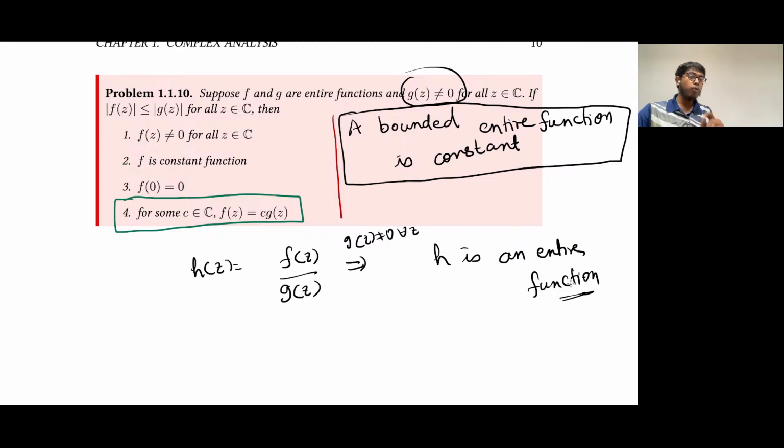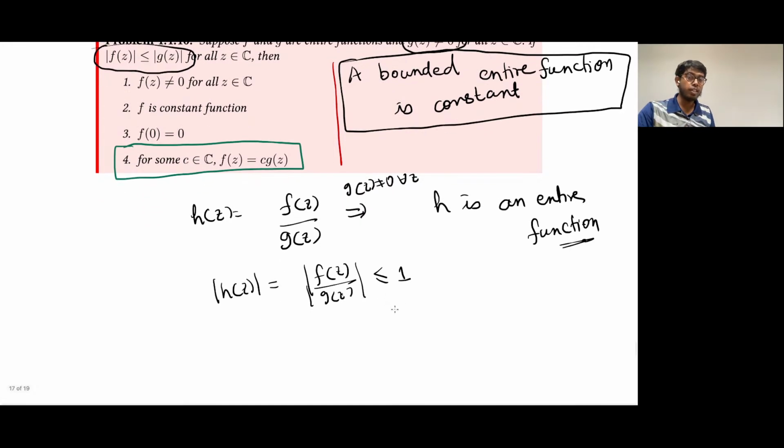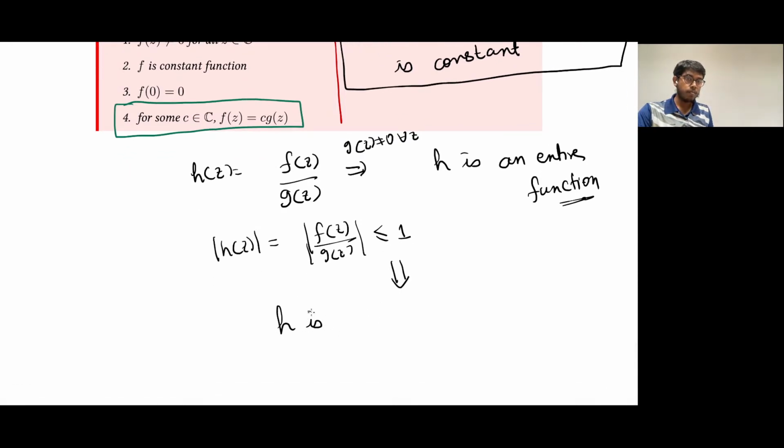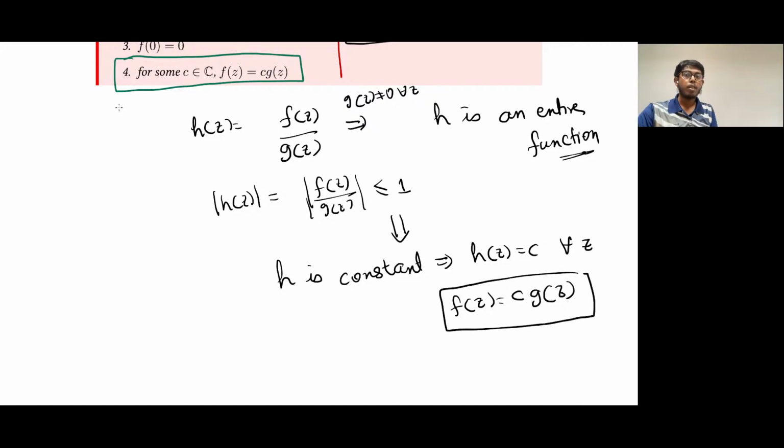Now, whether h is bounded? Yes, h is bounded. Why? Because of this condition. Mod of h(z) equals mod of f(z) by mod of g(z), which is bounded by 1. So h is an entire function bounded by 1, and this proves that h is constant. Therefore h(z) equals c for every z, and then this proves that f(z) equals c times g(z) for some c, and therefore this option is correct. Is it clear to everyone?